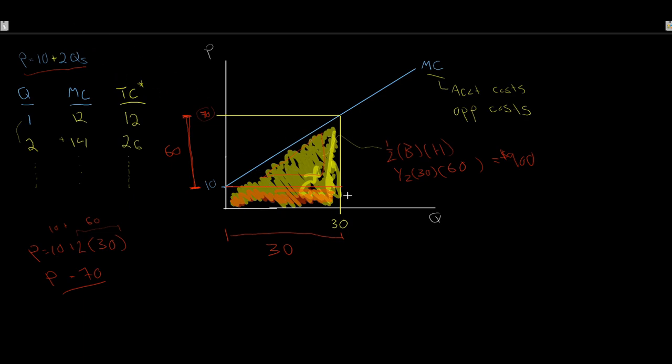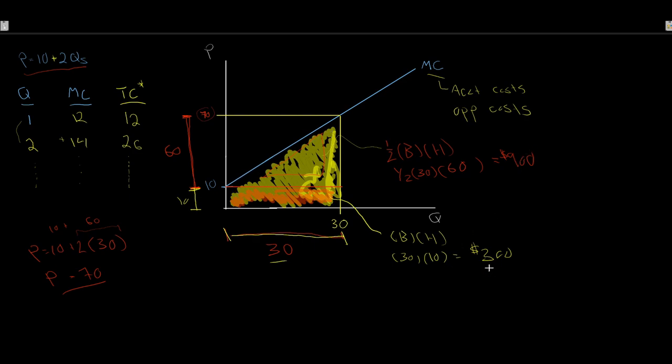The other bit, my rectangle, that's just base times height. Well, my base, I've already calculated that, 30. And the height of this rectangle is 10. So 30 times 10 is going to give me 300. All I have to do is add the two together now to find my total cost.